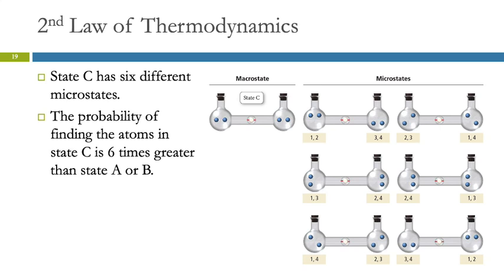So the probability of finding atoms in state C is 6 times greater than in state A or B because the entropy is 6 times larger. There are 6 times as many microstates. Do you see why that's different? Why these 6 things are different from each other?